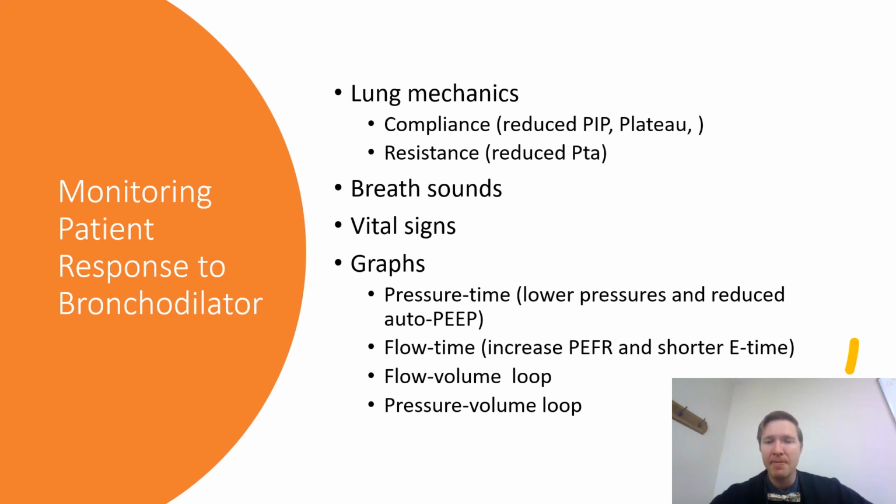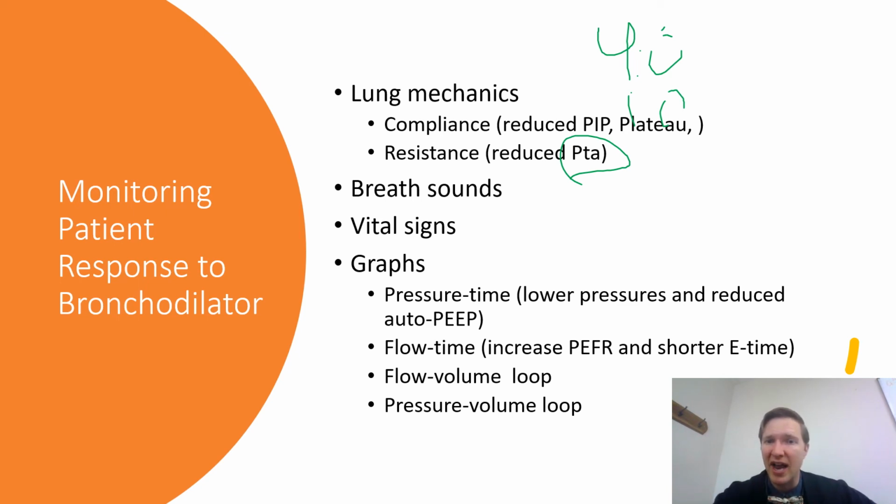The difference between PIP and plateau is trans airway pressure, or PTA. If the difference between our PIP and plateau increased, that means airway resistance increased. If the difference between our PIP and plateau decreased, let's say it's 40/10, I'm just trying to be extreme for a second here, 40/10 is a pretty big change there. It's a change of 30.